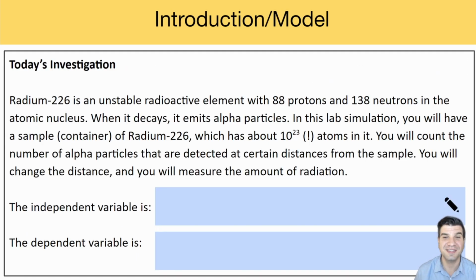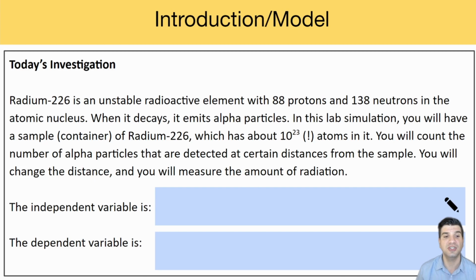So for today's investigation, we're going to be taking a look at a sample of radium-226, which, as we've said, is an unstable radioactive element. It contains 88 protons and 138 neutrons in its nucleus, and when it decays, it emits alpha particles.